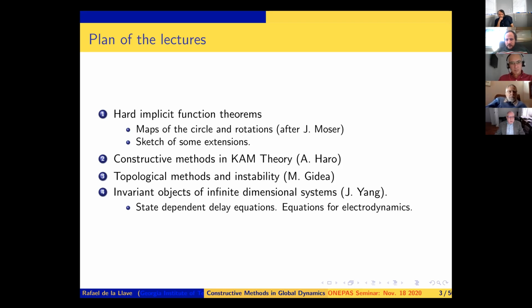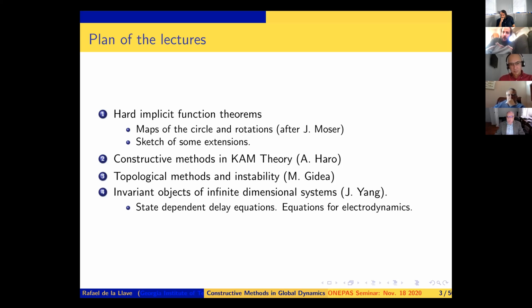This will be followed up by some other applications to KAM in 2 weeks by Alex Saro. Then basically the complement of what I will be talking about today will be described by Marian Gidea. It's not the complete complement, but he will be living in the complement. And then Yachi Yang will be explaining significant extensions of these ideas to infinite dimensional systems and even things that don't have any good dynamics.